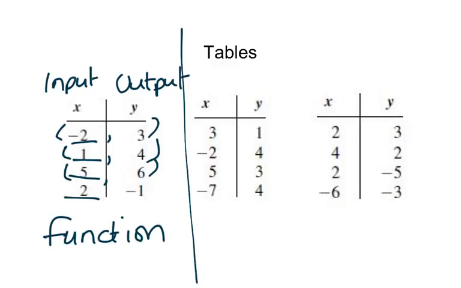Let's look at this set of data. We're going to look at the x's first. 3, -2, 5, and 7. Are there any repeats? No. So that is a function. But here's what I want you to notice. There are 2 repeats in the y value. Does it matter? No, it does not. The only thing we're looking for repeats in is the input or the x value. If there are no repeats in the x value, then it is a function.